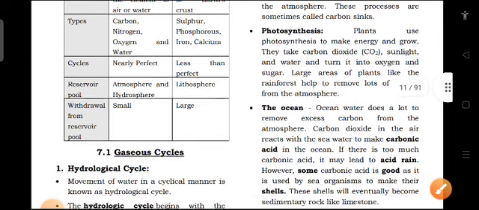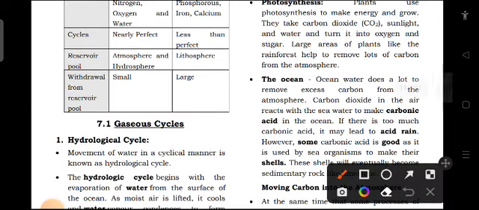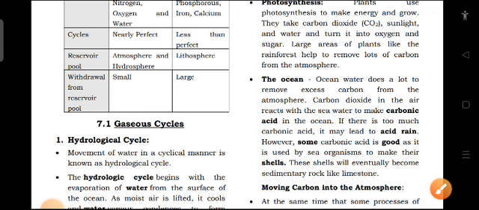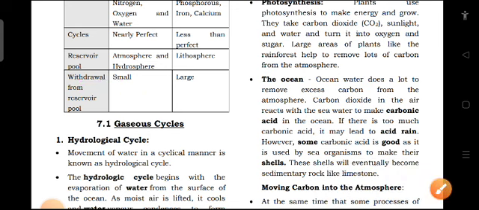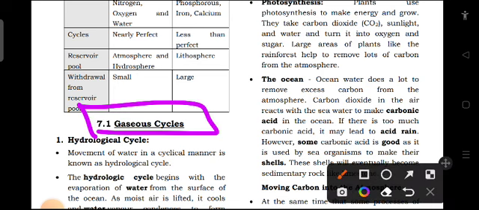Cycle. Here the cycle is nearly perfect. Here it is less than perfect. Here the reservoir pool is atmosphere and hydrosphere. Atmosphere is air and hydrosphere is water. Here it is lithosphere. And the withdrawal from reservoir pool. Here it is small, whereas in case of sedimentary cycle it's larger. So we'll begin with the gaseous cycle now.